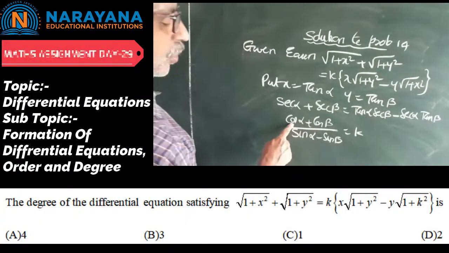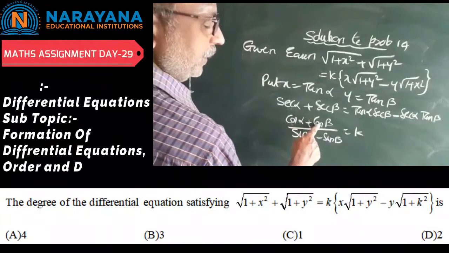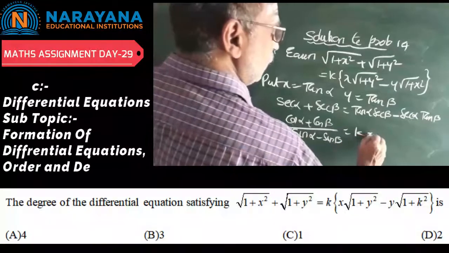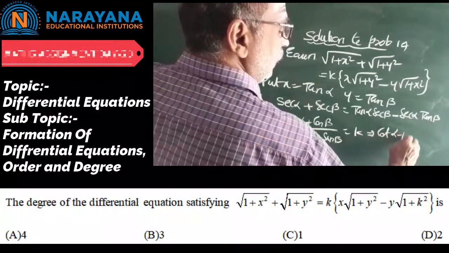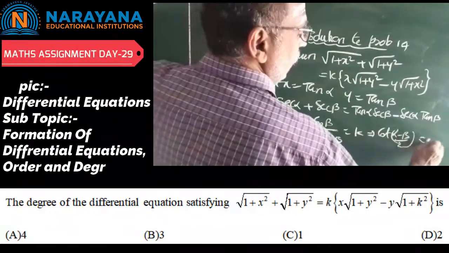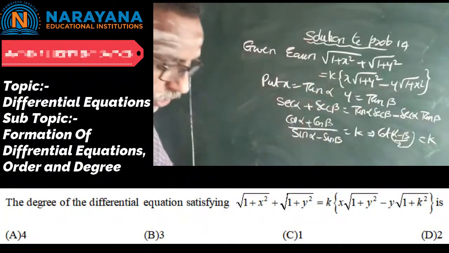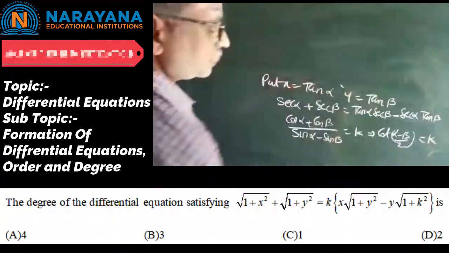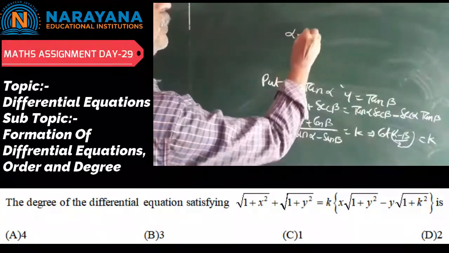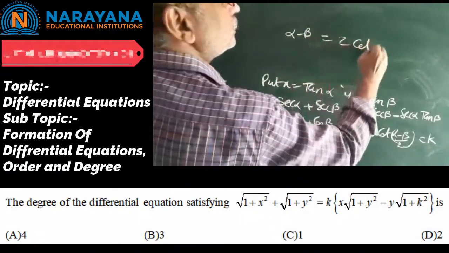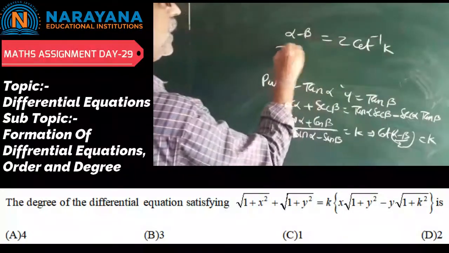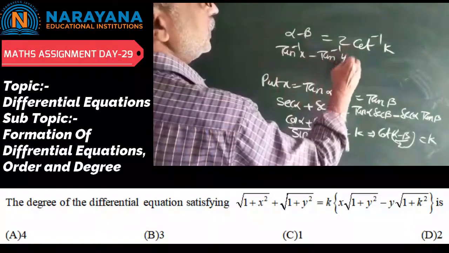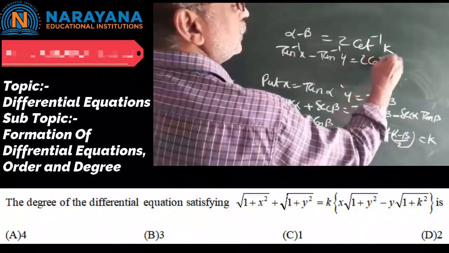And if you apply 2 cos alpha plus beta by 2 into cos alpha minus beta by 2 in the numerator, in the denominator also you can apply the formula of transformations. We can get cot of alpha minus beta by 2 equal to k. So from this we can get a condition. Alpha minus beta equal to 2 cot inverse k. Alpha can be written as tan inverse x, beta can be written as tan inverse y, equal to 2 cot inverse k.